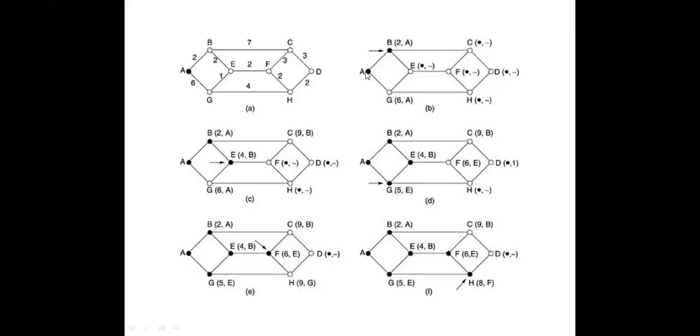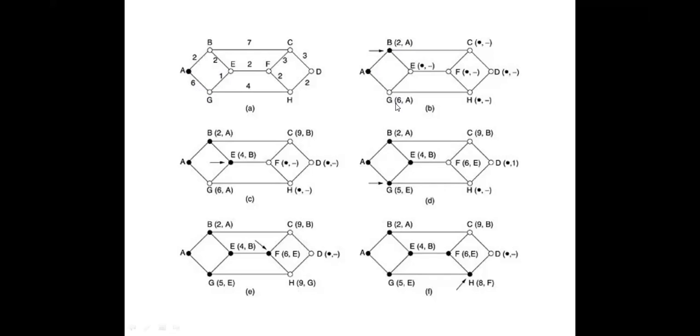Initially, from A to B, it is 2. A to G, it is 6. Which direction do we want to go? In the shortest path direction. So from A to B. So we'll circle this one and circle this one. Fill this one. So 2 comma A.